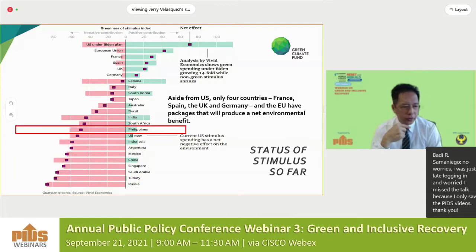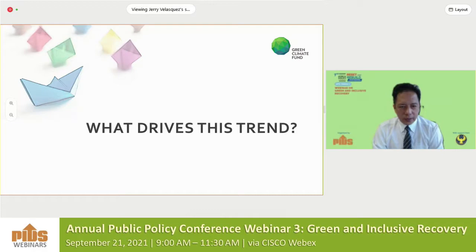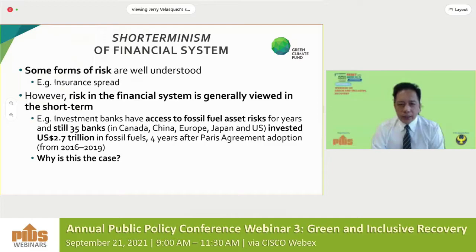Now, what drives this? Because this is fundamentally the challenge that we are trying to discuss. What drives this trend and what can we do? I'm going to discuss only one. There are many drivers, obviously, but I'm going to discuss one because we have limited time, and that's the financial system. The financial system is fundamentally short-termistic. Its view is very short. Some forms of risk in the financial system are well understood, for example, insurance. However, most climate risks are not well understood or ignored.